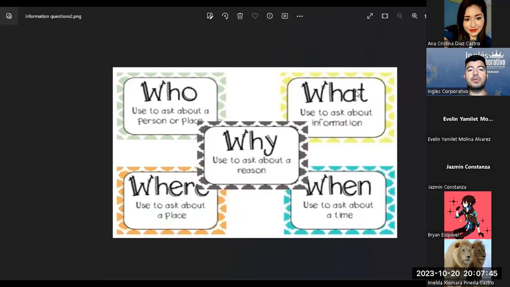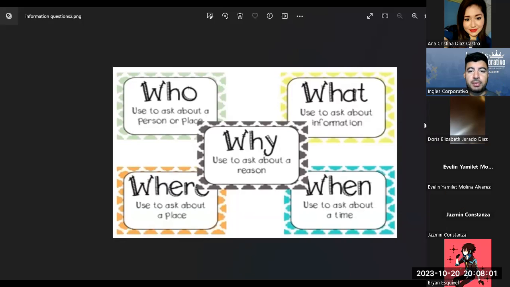Okay. Who, what, why, where, when. These are the main words that are called WH questions. Son las palabras principales para hacer las preguntas con WH. También conocidas como preguntas abiertas, open questions. En este caso, cuando vamos a contestar cualquiera de estas preguntas, nos da a entender que tenemos que dar una razón, ejemplo, o dar una respuesta que no sea ni sí ni no. Ejemplo, when is the payment?